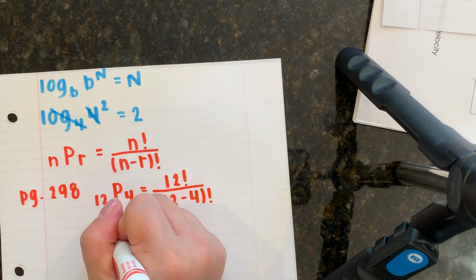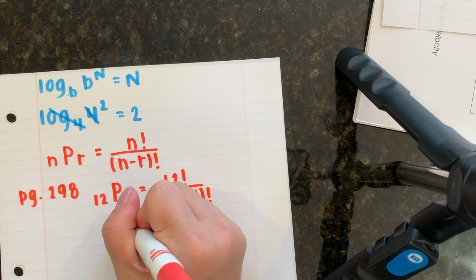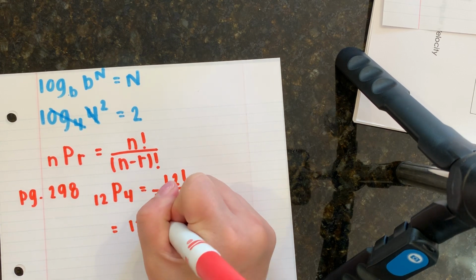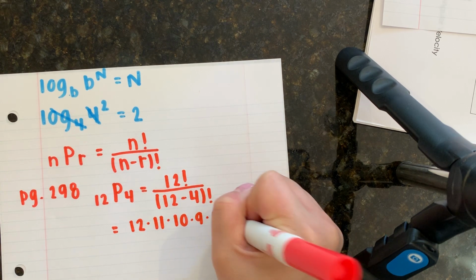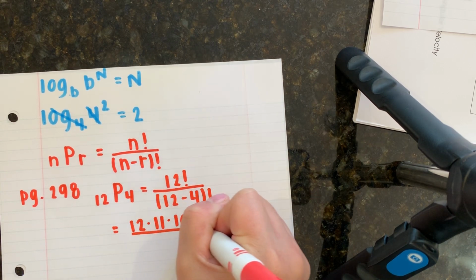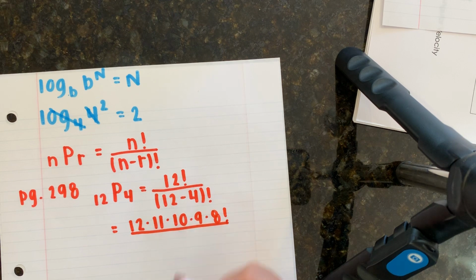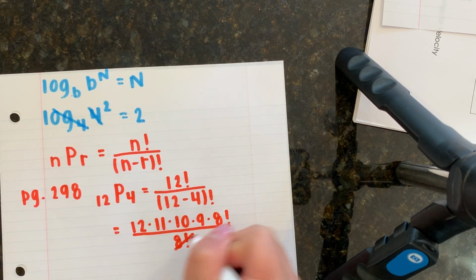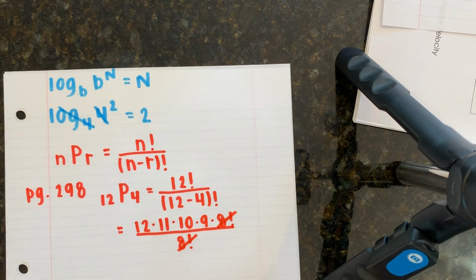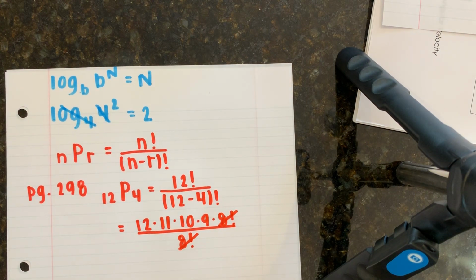So if you're doing this by hand and then using your calculator, I would recognize that this would be 12, 11, 10, 9, and then 8 factorial. In my denominator, I have 12 minus 4, that's 8, so that would be 8 factorial. And then I can see that my 8 factorials would cancel, and you would just be left with 12 times 11 times 10 times 9. And you would need to multiply that out in your calculator.